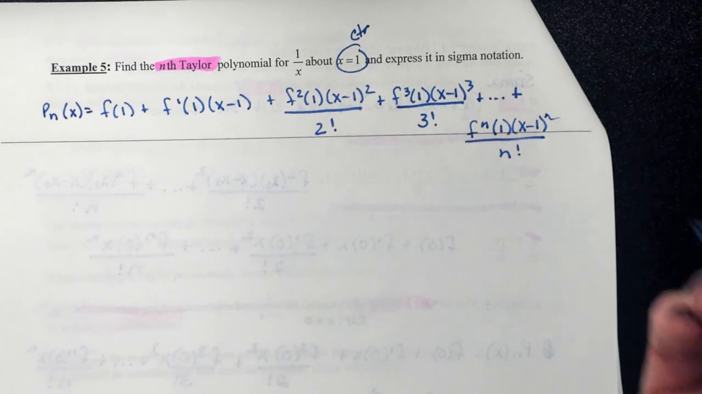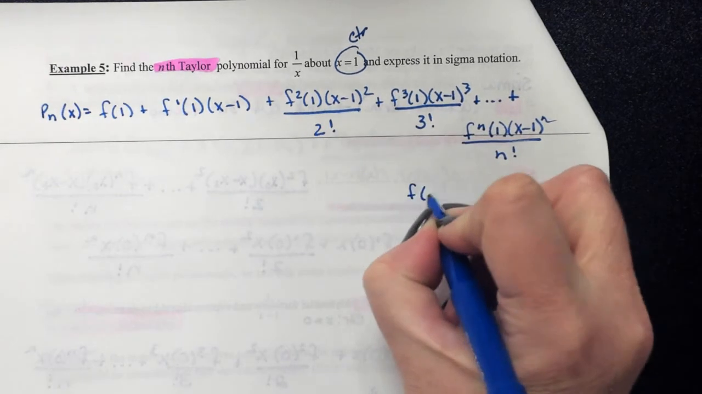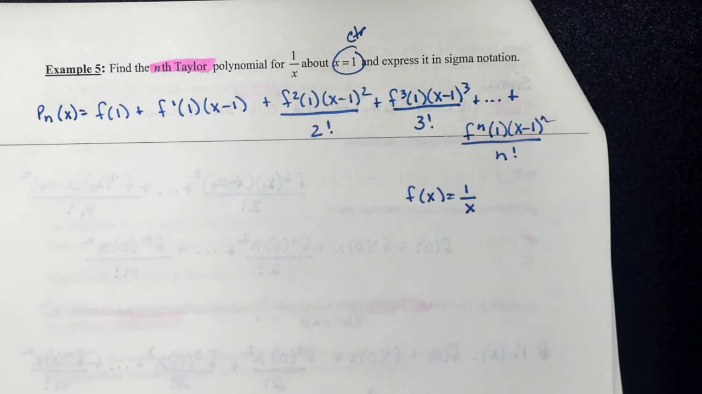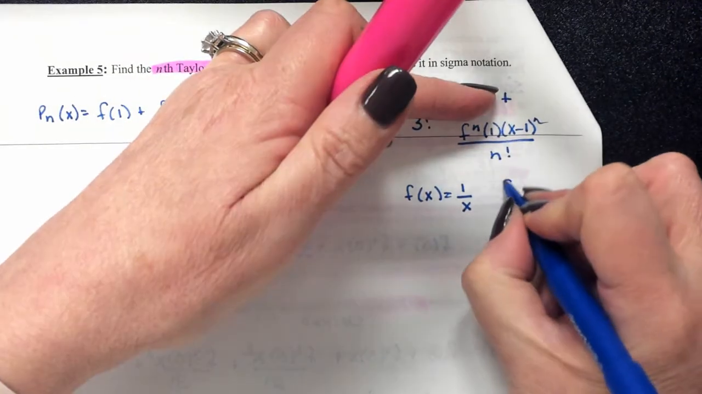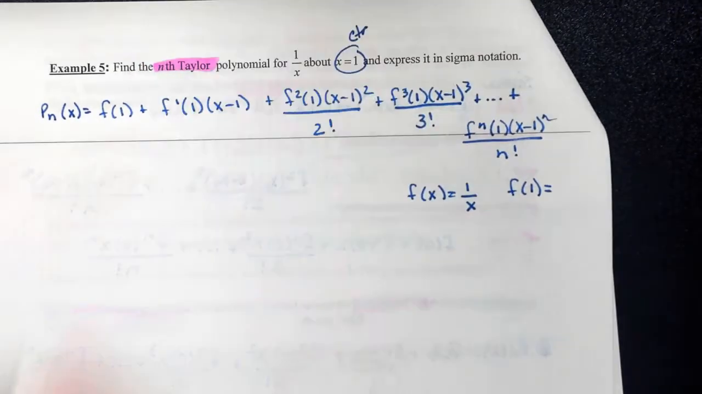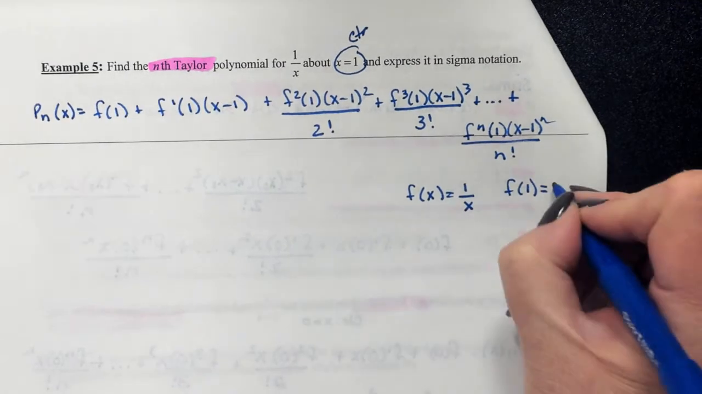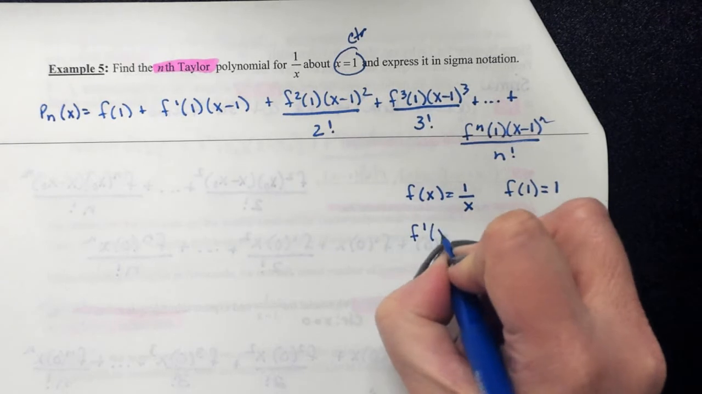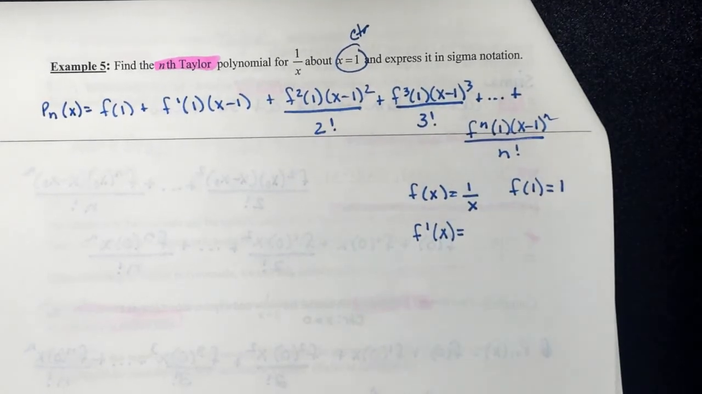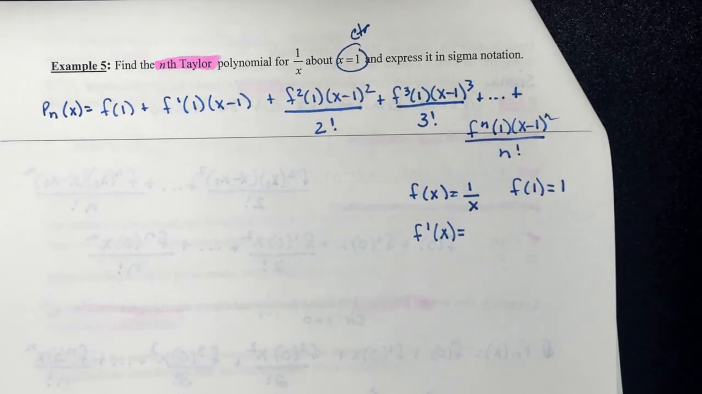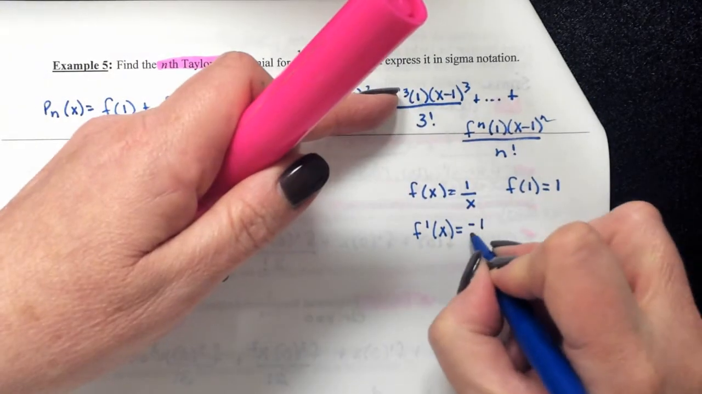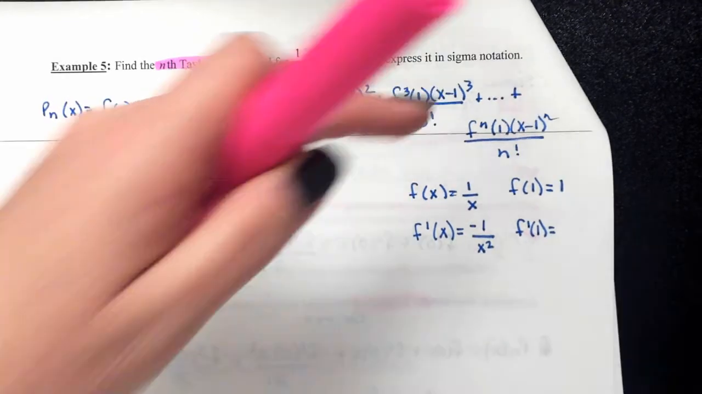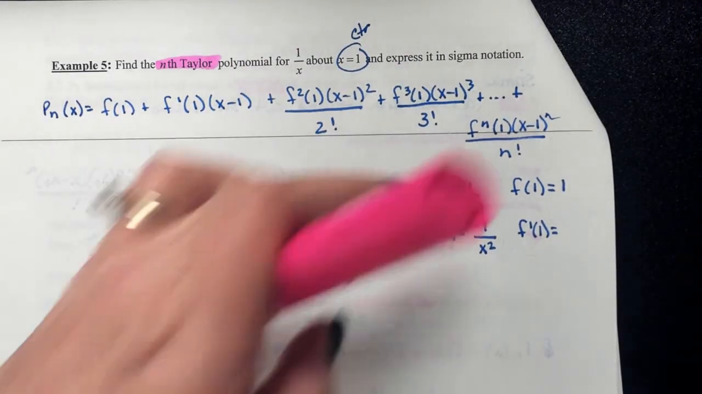So they're giving you that f of x is 1 over x. So what is f of 1 going to be? F of 1 is going to be 1. The first derivative: what is the derivative of 1 over x? Negative 1 over x squared. So then my first derivative at x equals 1 is going to be negative 1.